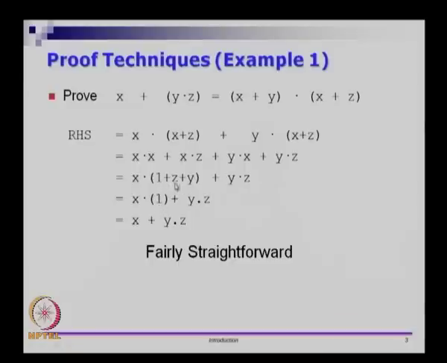So, 1 or z or y is 1. This is a fairly straightforward example, and much easier than all the tables and other things that I did earlier. Let us look at a slightly different example to see all the different Boolean techniques that you need to know.